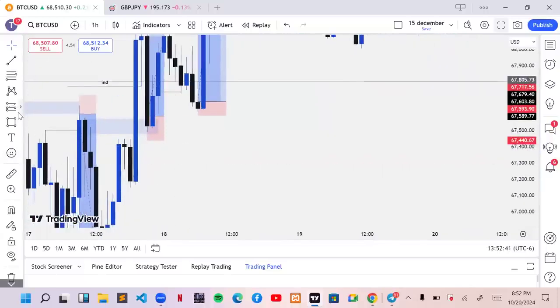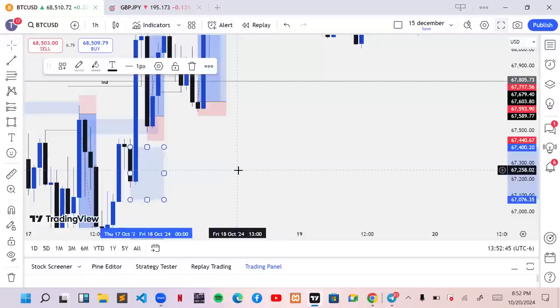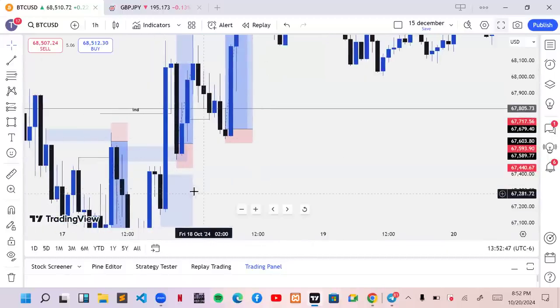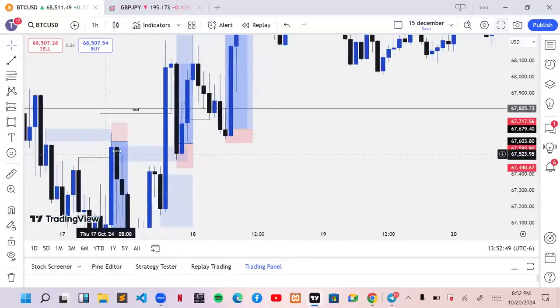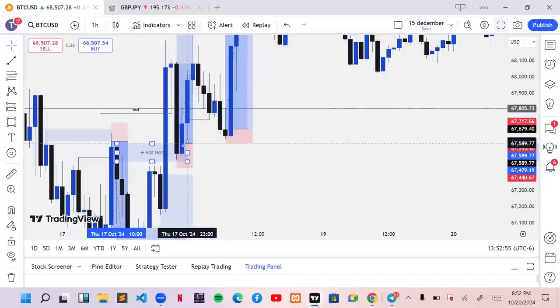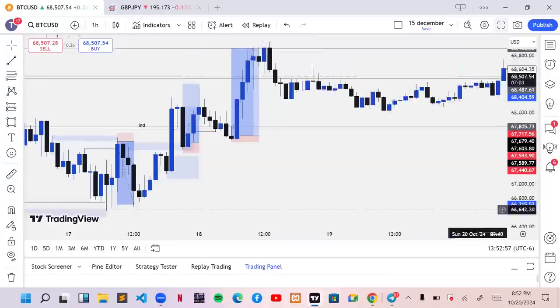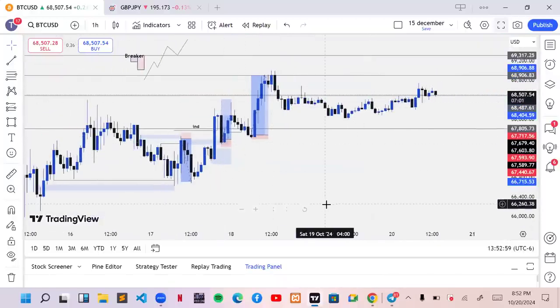There's another block down here, but at the same time, there's a breaker block up here. So the reason I did not pick this other block as my entry was because this breaker block is closest to this inducement that the market made right here. That was why I took this trade from this breaker block. And then, as you can see, TP.